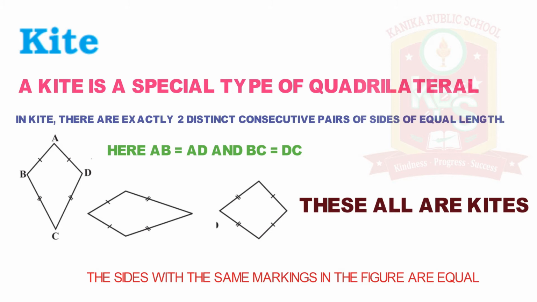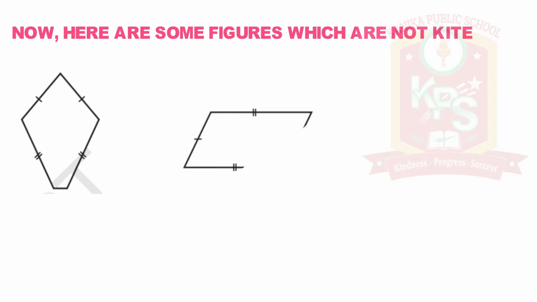Now we will see some figures which are not kites. So now here are some figures which are not kites. In the first figure, as you can see, this is a pentagon, but a kite is a type of quadrilateral, so this is not a kite. In the second figure, as you can see, opposite sides are equal here, but in a kite the condition is that the adjacent sides, or distinct consecutive sides, should be equal. So the second figure is also not a kite.